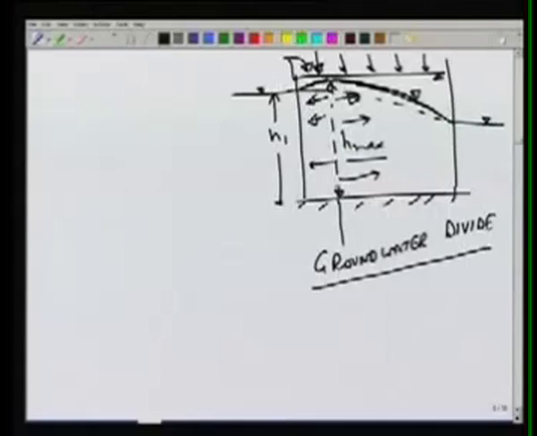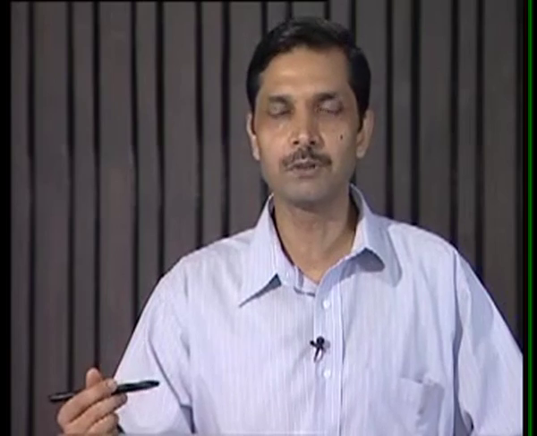Now this may not happen in all cases. It depends on what is the rate of recharge. If the rate of recharge is small, it may not happen. It may be below H1 all the time. So it will depend on the rate of recharge, and we can find out what is the critical rate of recharge at which the groundwater divide will occur.